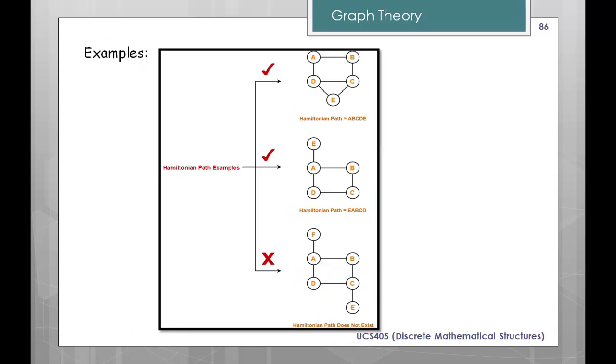Next, see the example. For this particular graph, number 1, the path is A to B, then B to C, then to D, then to E. So we have visited every vertex. That's why this is the Hamiltonian path. In this case, the Hamiltonian path is E, A, B, then C, then D. Yes, we have visited every vertex. In this case, the Hamiltonian path does not exist.